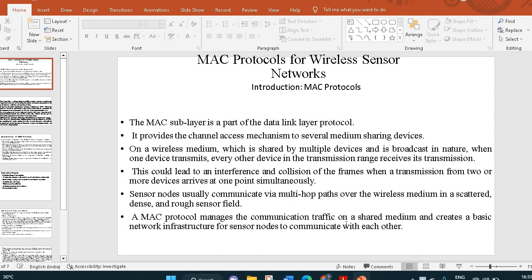Good morning. Today we are going to see the MAC protocols for wireless sensor networks. First we will see the introduction. The MAC sublayer is a part of the data link layer protocol.